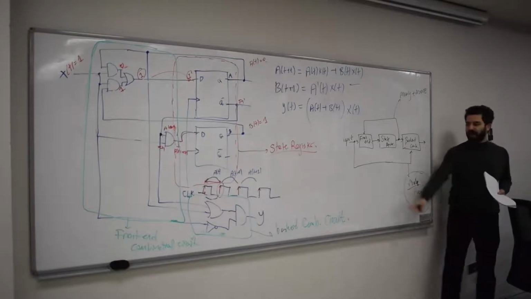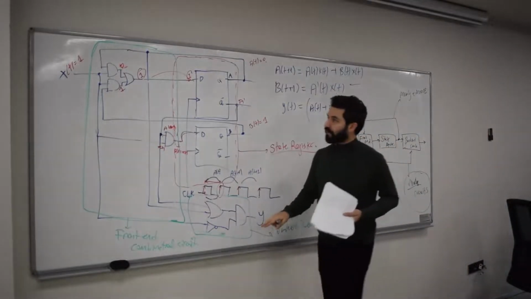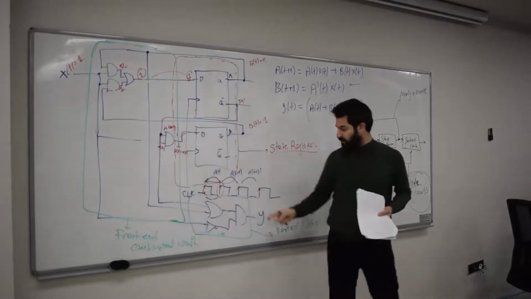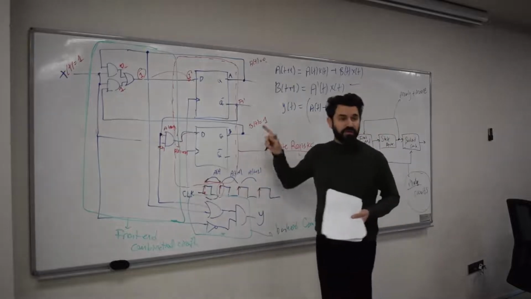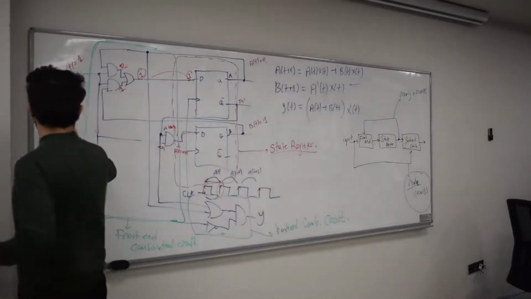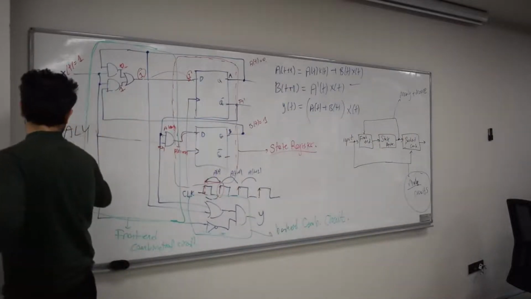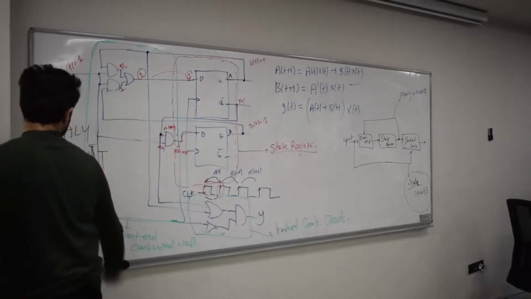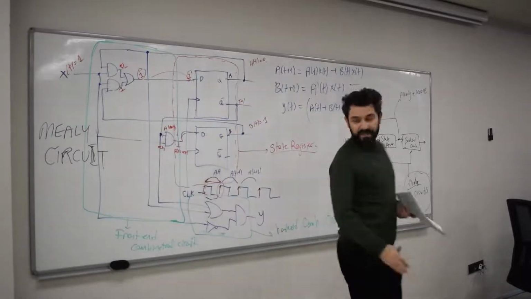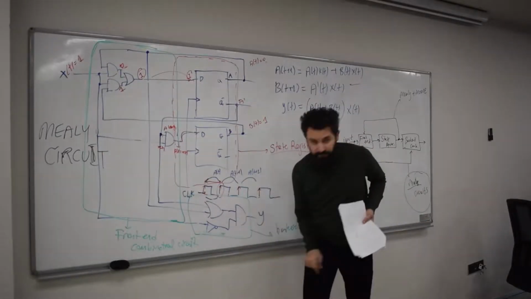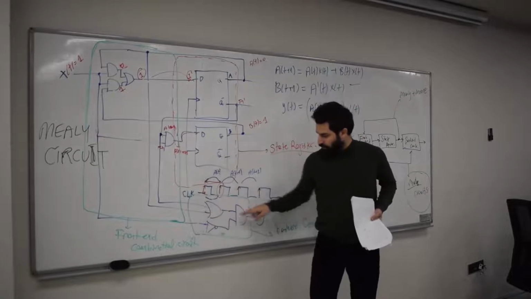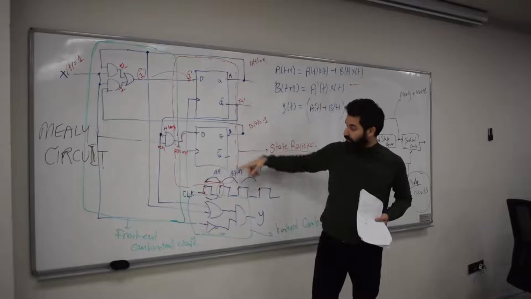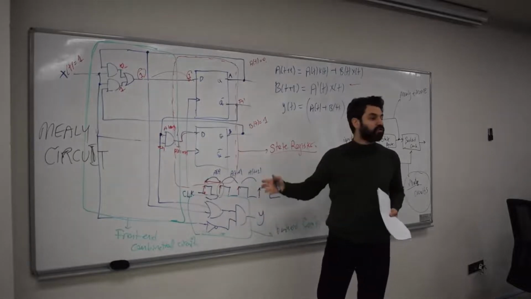In other words, if you see output being a function of not just the states, but also input, then you call this circuit a Mealy circuit. So this is a Mealy circuit example. And if we didn't have this link right here, for example, if I break this, then the output would become only a function of states, and that would make this a Moore circuit.